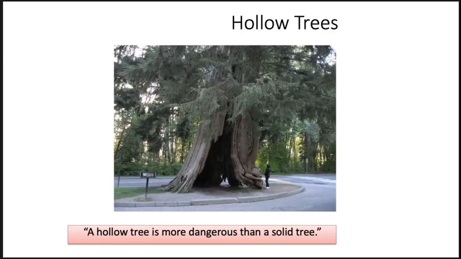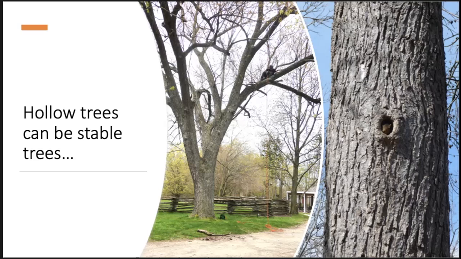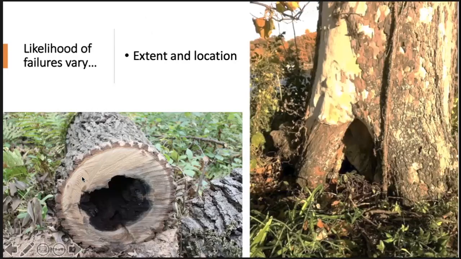Hollow trees, they're everywhere. A hollow tree is certainly not more dangerous than any other, because think of where the living part of the tree actually is. So when it comes down to it, hollow trees can be very stable trees. They provide homes for animals. You can see the little squirrel looking at me there. But a lot of times it just depends on the extent and location, whether this decay or hollowness, the hollow area, falls in the middle part of the tree or on the perimeter of the tree, which creates two different levels of risk and likelihoods of failure there.